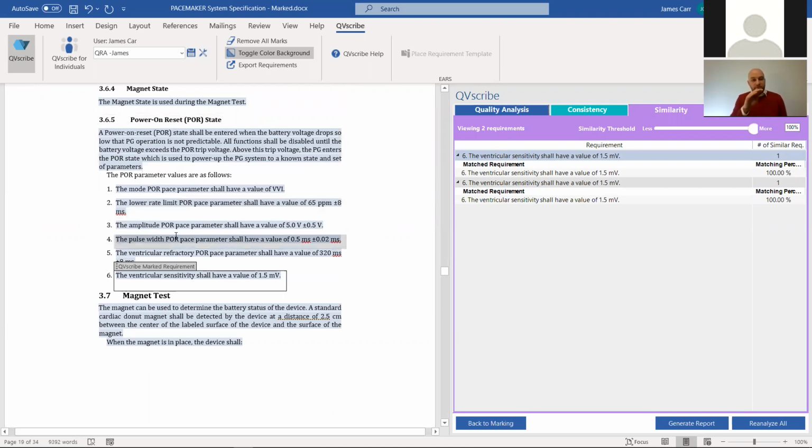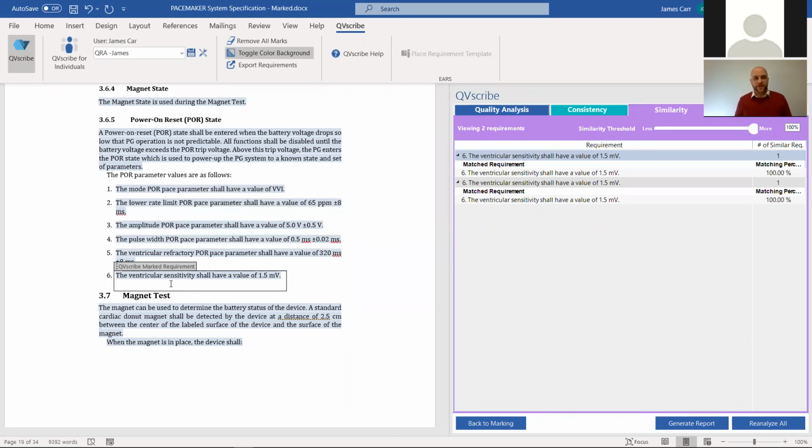So you'll notice that most of these requirements actually did follow the practice of not referencing the heading. This heading is power on reset state. For each of these other ones, it actually has POR included there. So the mode POR shall have a value of this, POR pace parameter shall have a value of this, and it goes on. But here it just says the ventricular sensitivity shall have a value of 1.5. So if you remove this from the context, you're just looking at this requirement on its own, there's missing information here. That's one of the INCOSE best practices for requirement writing, to make sure that each requirement stands on its own without needing to reference the requirements above or below.